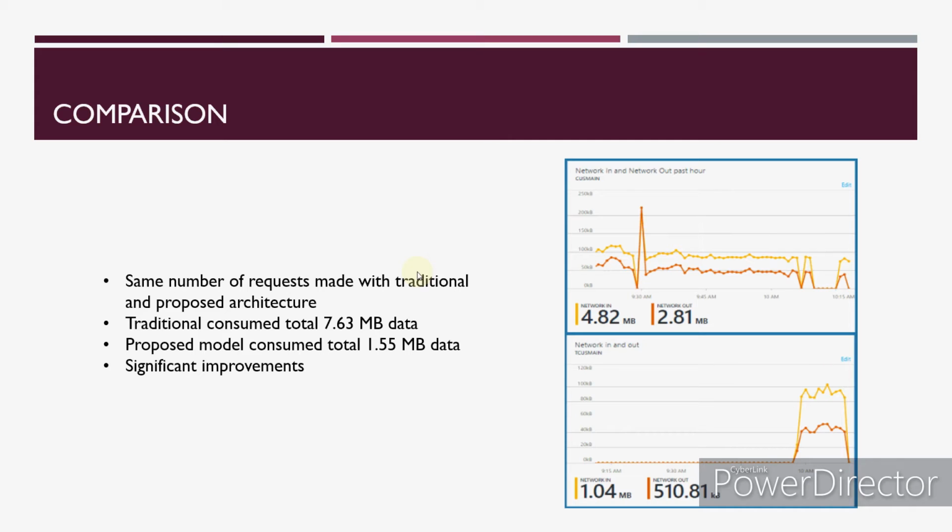Now let's talk about the comparison. We recorded the data in and data out on the network interface cards of those virtual machines. As you can see, a total of 7.63 megabytes was consumed by a traditional infrastructure, and we used those same requests in our proposed model, and that consumed around 1.55 megabytes, which is significantly lower than the traditional one.